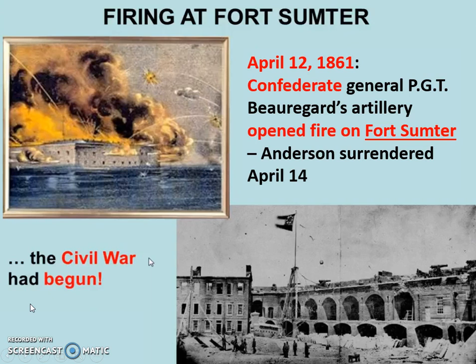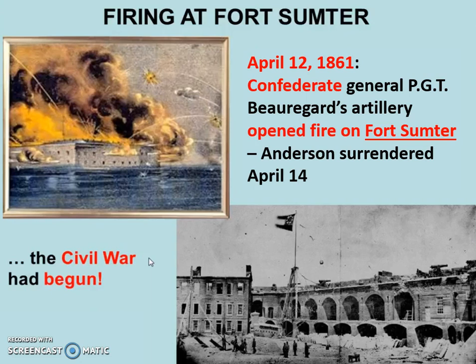And sure enough, on April 12, 1861, a Confederate force under the command of General P.G.T. Beauregard opened artillery fire on Fort Sumter, forcing them to surrender a couple of days later. So we now have the official beginning of the Civil War.